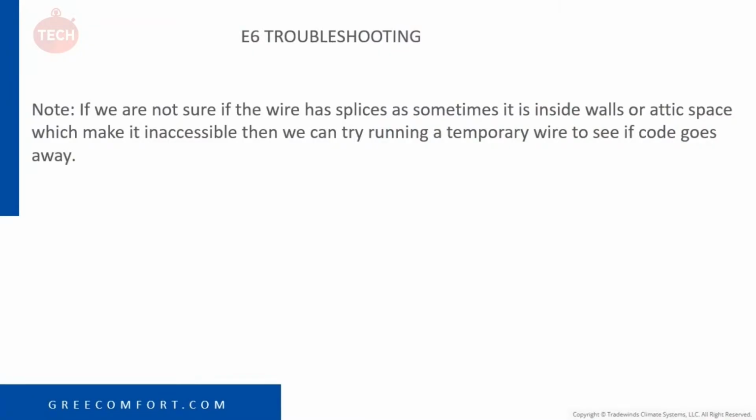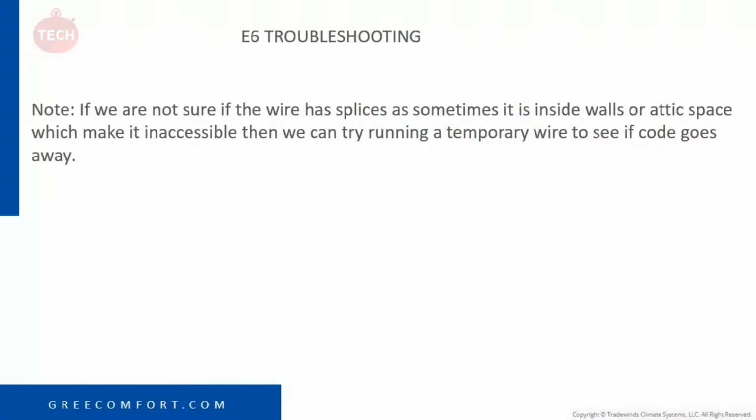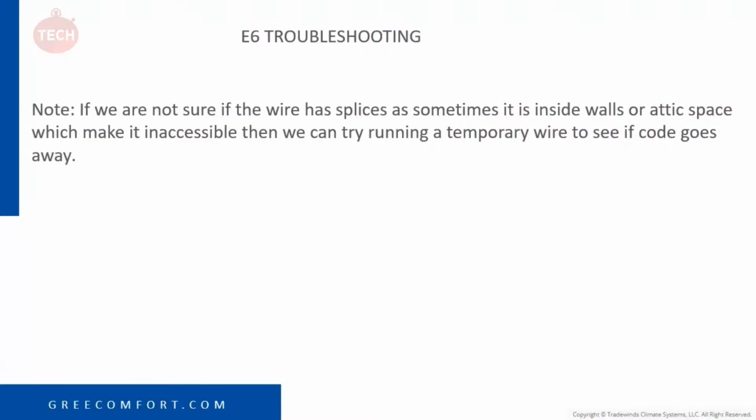If you're not sure whether your wire has splices, sometimes from inside to outside, it could be in an attic or hidden in a wall somewhere, and you think that might be your issue, you can always run a temporary wire through a window or a door and see if that resolves your issue. If you run a temporary wire with no splices and the correct wire and it works, then obviously we have some splices in there, or maybe a mouse chewed a wire, or who knows what. A good way of always checking is just to run a temporary wire.